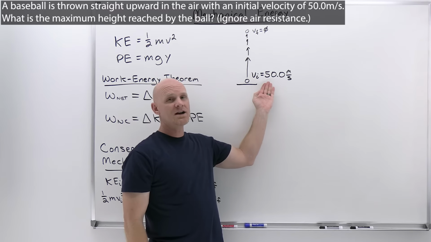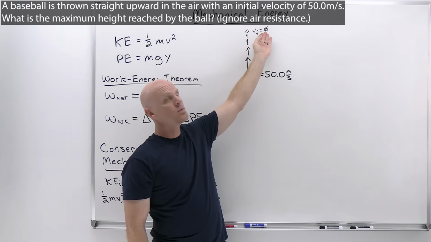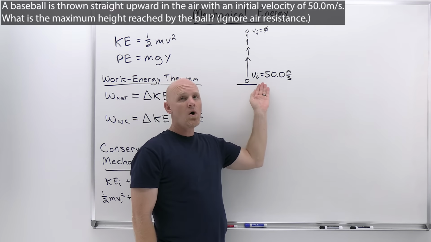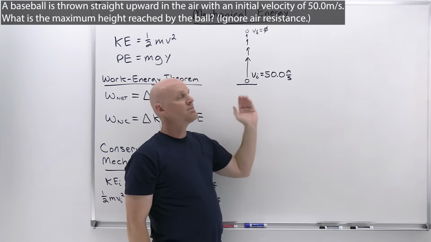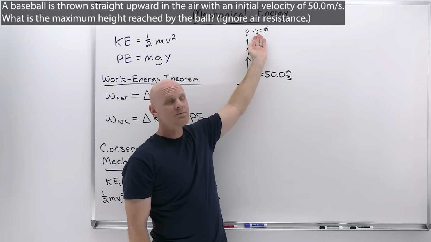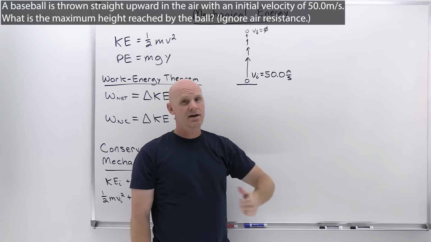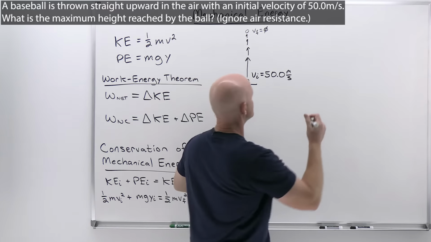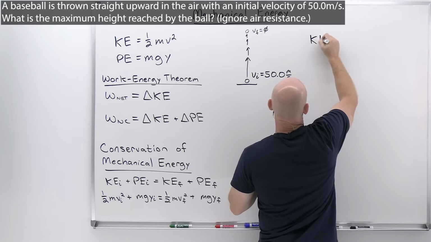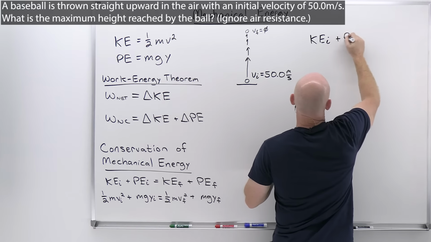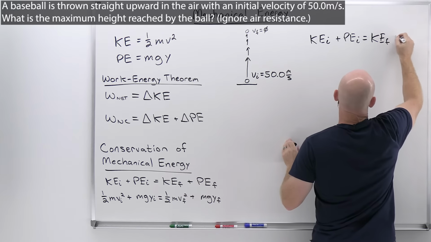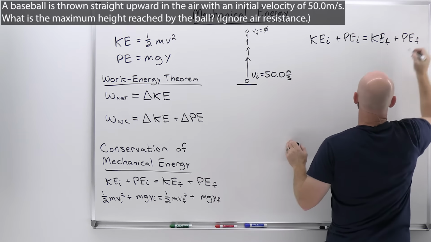So here we're going to be at a maximum of kinetic energy. Up here, we're going to be at a maximum of potential energy. In fact, at its initial point, it's all kinetic energy because it's at a height of 0. And at the end, it's all potential energy because its velocity is 0, and therefore its kinetic energy is 0. It's similar to the setup we just had in certain respects, and we set it up the same way. So kinetic energy initial plus potential energy initial equals kinetic energy final plus potential energy final.